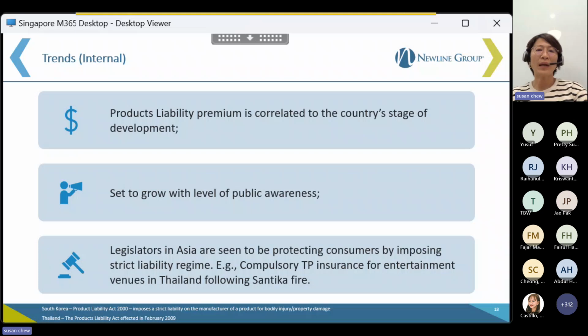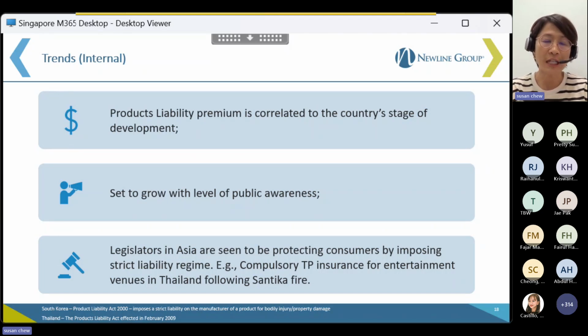In terms of trends, I think what I want to highlight is, of course, product liability. We are seeing that it correlates to the country's stage of development. USA, Canada, obviously, it's very, very litigious. That's just how the legal environment has been. So where there is USA exposure, definitely the product liability premium has to be commensurate with the kind of exposure in the USA. We are seeing that product liability grows, obviously, with the level of public awareness and the availability of social media. Everything is now in the public. So people are definitely much more aware of their rights and responsibilities.